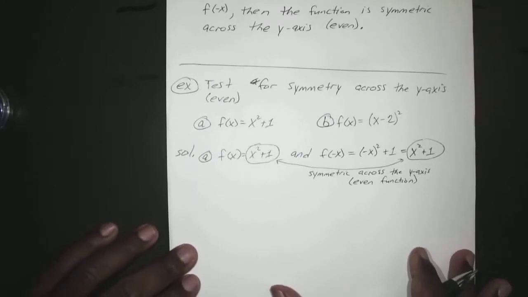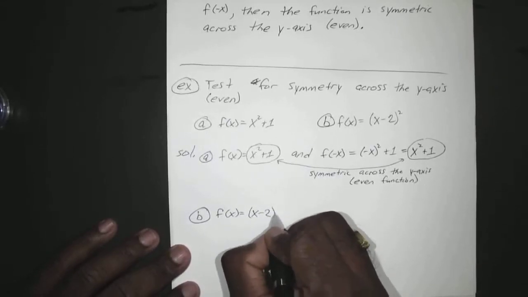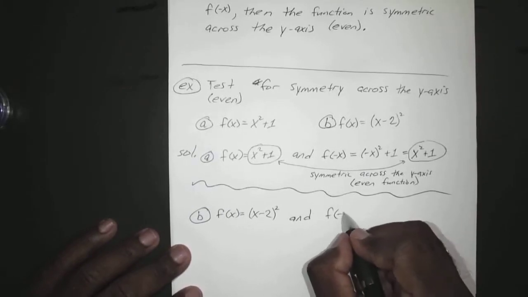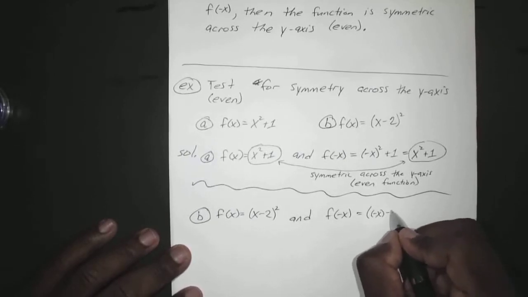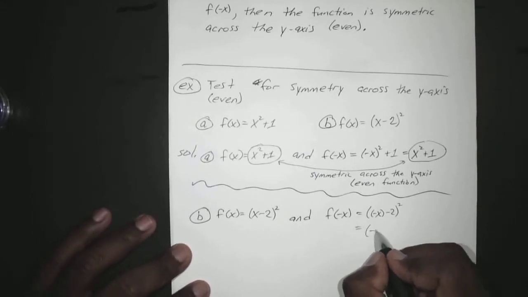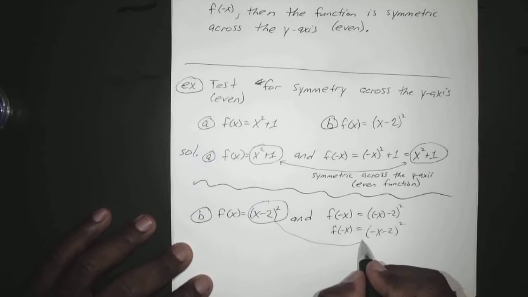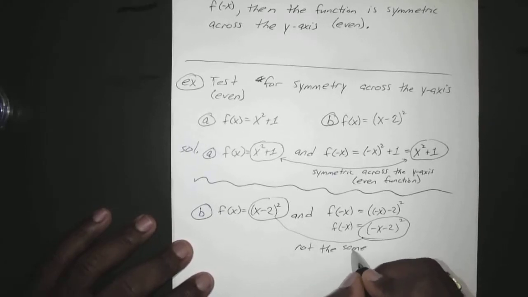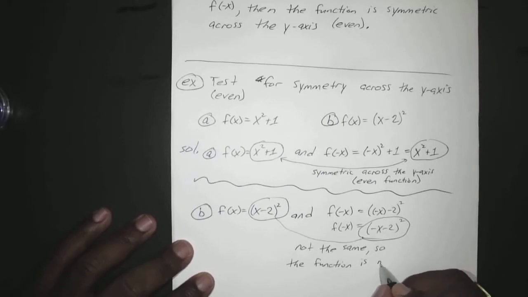All right. Now, if we do problem B, we know that f of x equals x minus 2 squared. Kind of separate that a little bit. And we know that f of negative x, again, just replacing all the x's with negative x, so that's negative x minus 2 squared. Okay, so you know these two are not the same. So the function is not even.